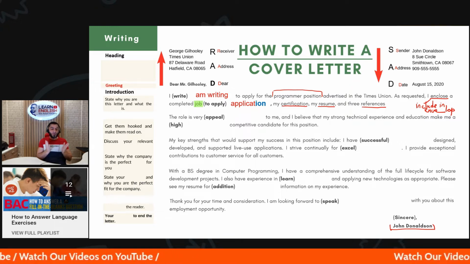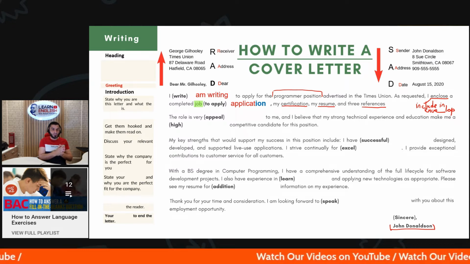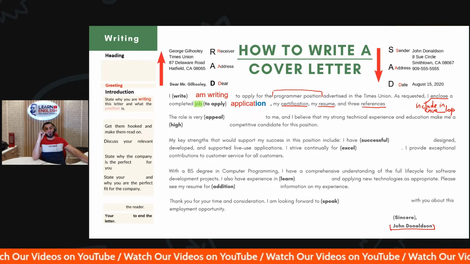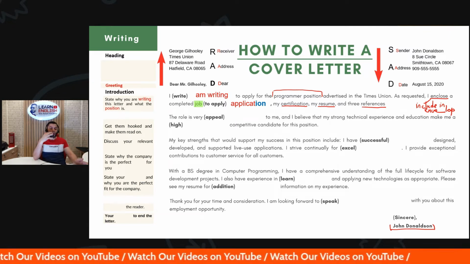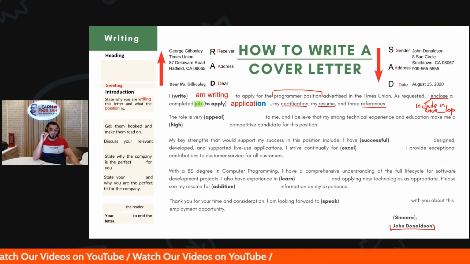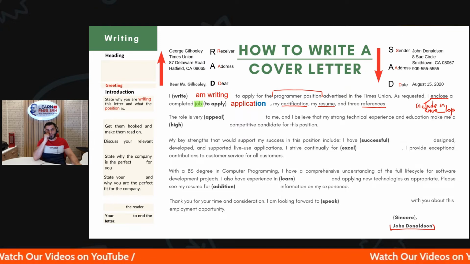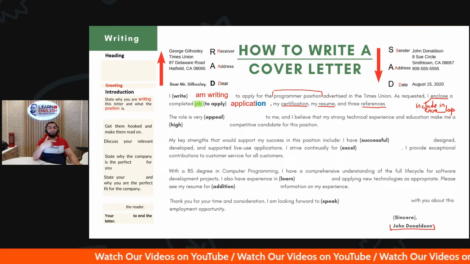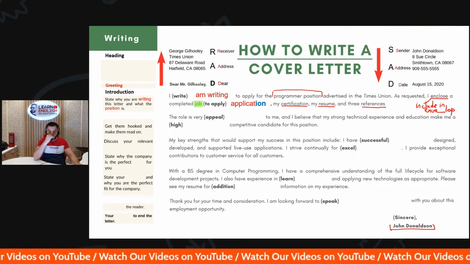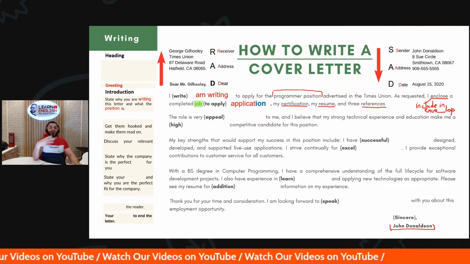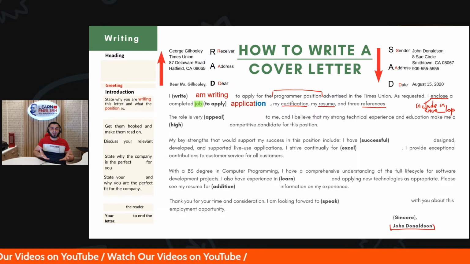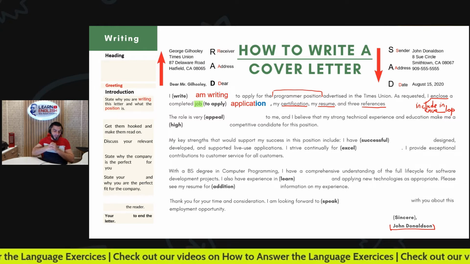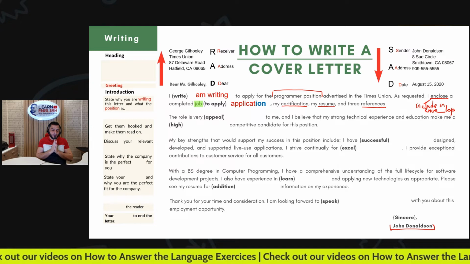So this is my introduction. What should my introduction include? You should state why you are writing this letter and what the position is. Always in the first paragraph of any kind of letter, you should state the reason for writing, whether you are complaining, apologizing, applying for a job, or inquiring about information. State that right from the beginning. For this letter of application, you need to state what the position is. Maybe the company is hiring for different positions, so you should state the position you are applying for.